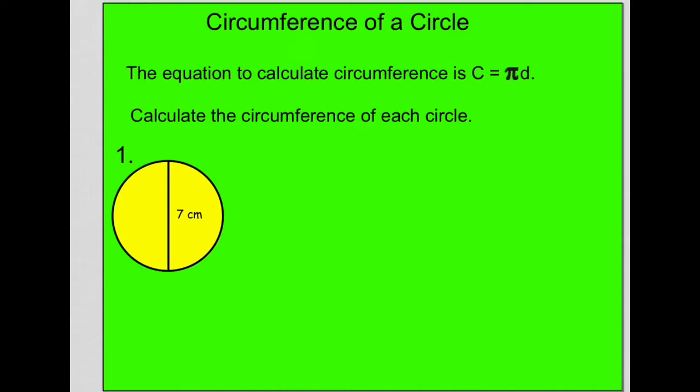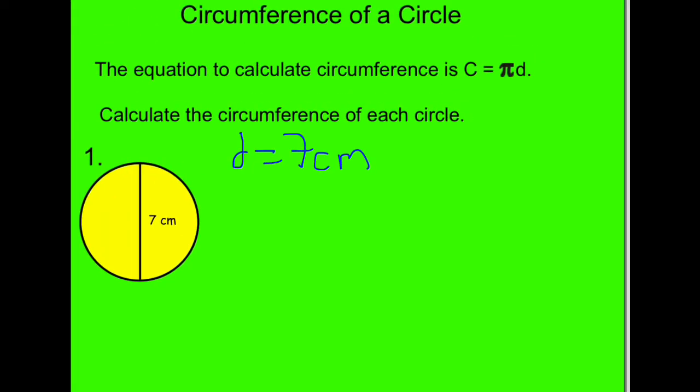We've got a circle here. When we want to find the circumference, we want to find the distance around. We've been given that the diameter of this circle is 7 centimeters, so D equals 7 centimeters. The equation to figure out circumference is C equals pi times diameter. We substitute the values, and C equals 3.14 multiplied by 7.